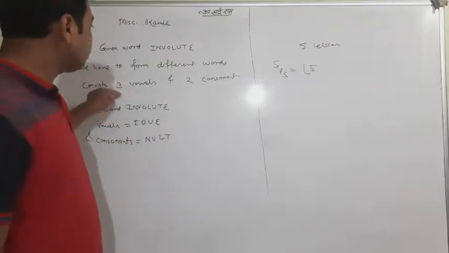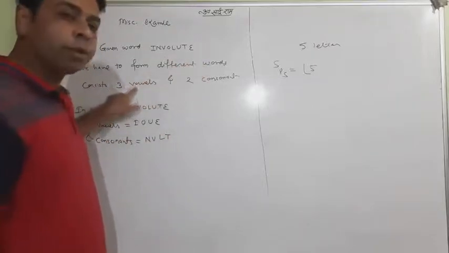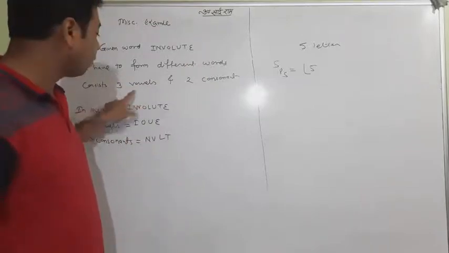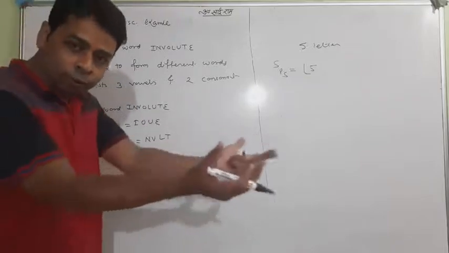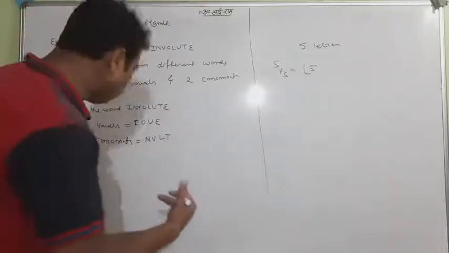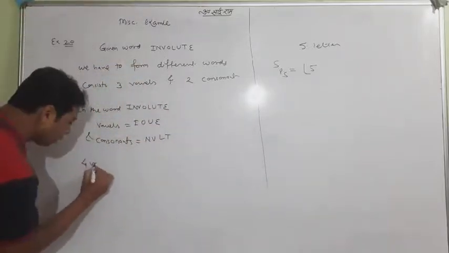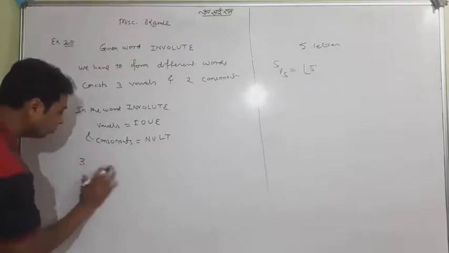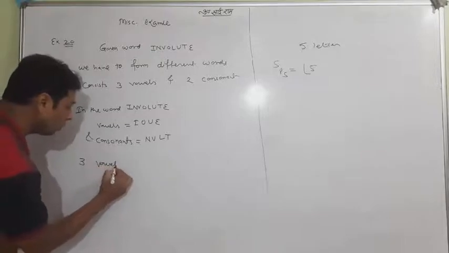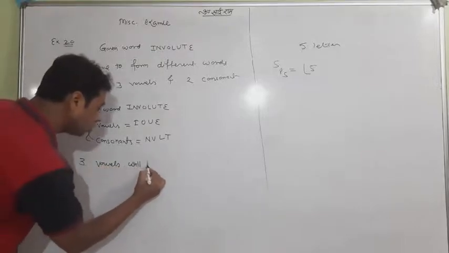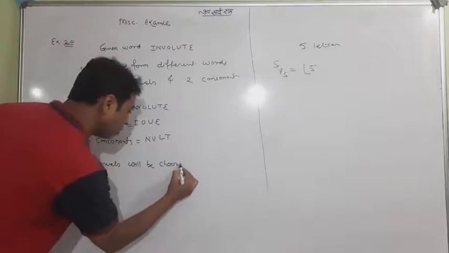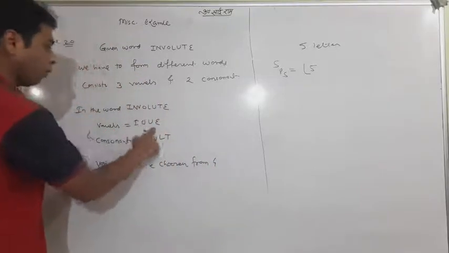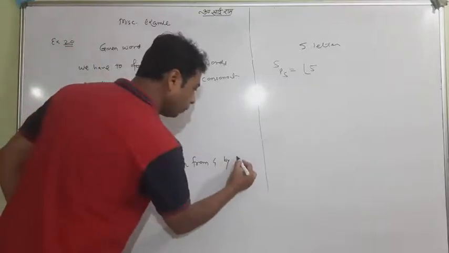What the question says is we want to form different words which consist of three vowels. So from where will we find three vowels? Actually we will find three vowels out of four vowels. So first of all we have to select. So four vowels, I'll write here, three vowels will be chosen from four. You know, four vowels, by how many ways?